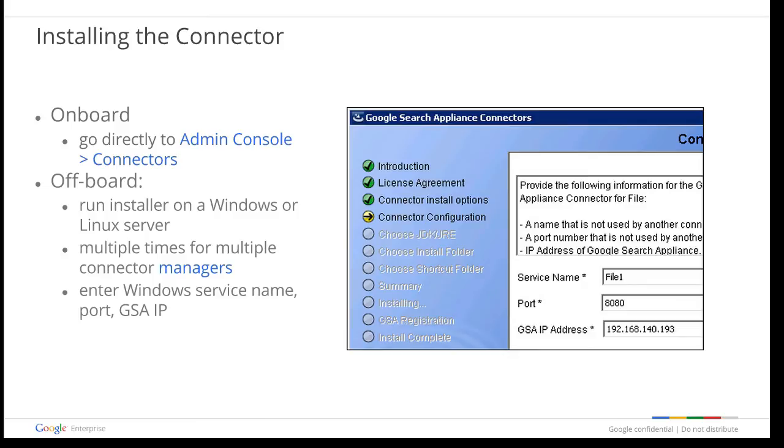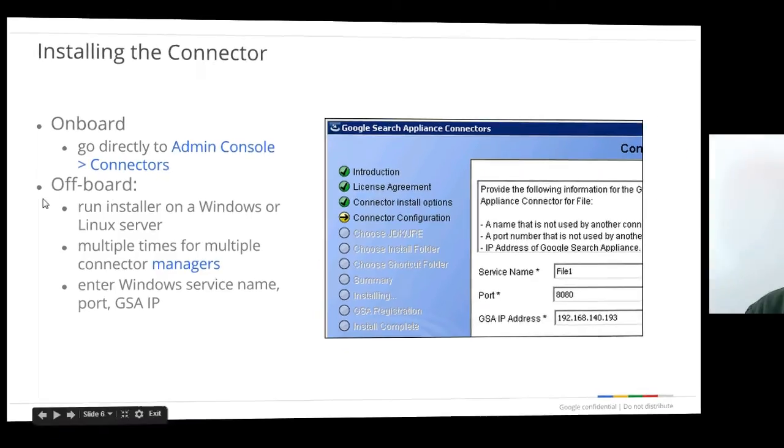You'll need to tell the installer what port it should use and the IP address of your GSA. The installer will install a modified version of Apache Tomcat, which will listen for HTTP requests on the port you specified. By default, Apache Tomcat uses TCP port 8080. You should check to see if the port is in use before you install. If you install multiple connector managers on a single machine, each will need to use a different port.